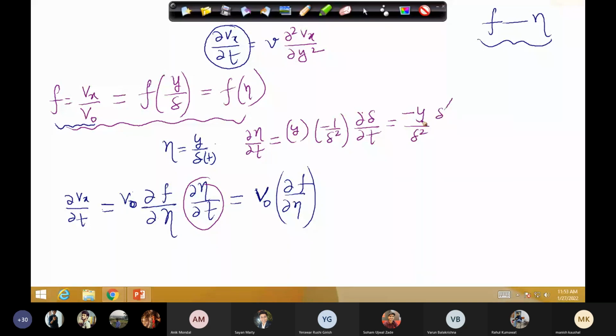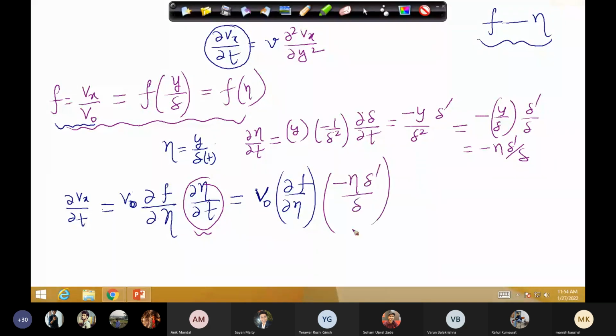And what is y by delta, by the way? Eta, right? So this is nothing but minus eta delta dash by delta. That's what we are going to write here. Delta is a function of time. So this is the left hand side. Let's see the right hand side, and then we'll equate it.